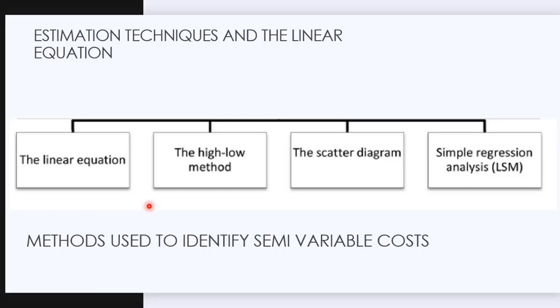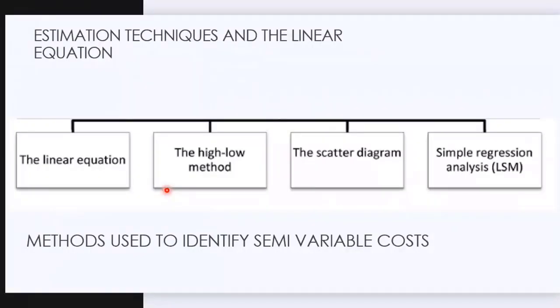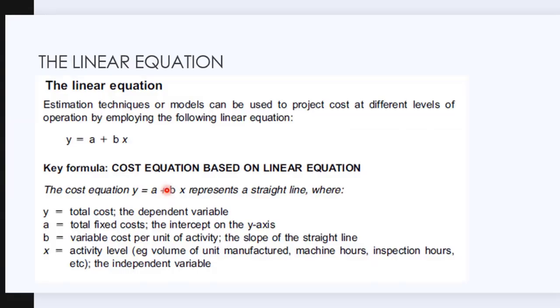So we've covered cost definition. We've covered cost classification. Now we're getting into how you estimate, how you identify these costs. Cost estimation techniques help you identify the semi-fixed, semi-variable, where there's a fixed element and there's a variable element. So the most popular one, we'll just look at the linear equation.